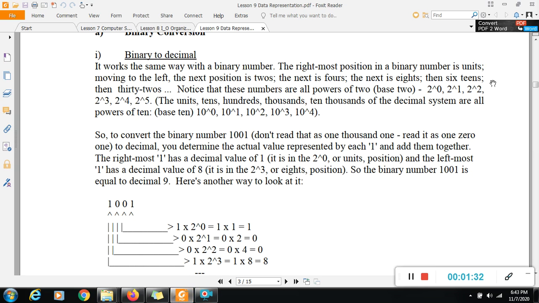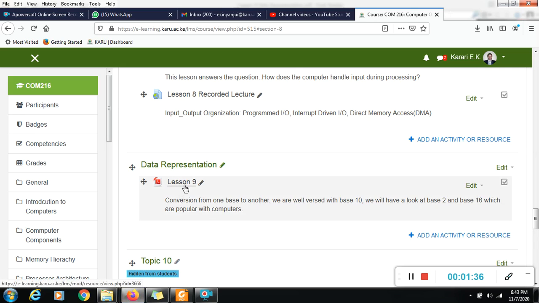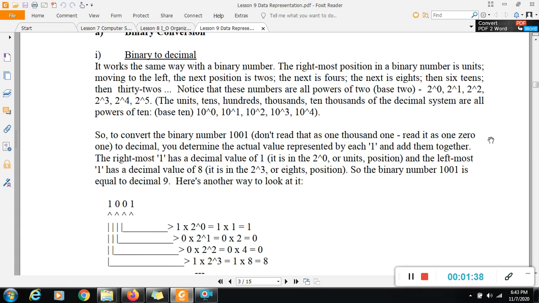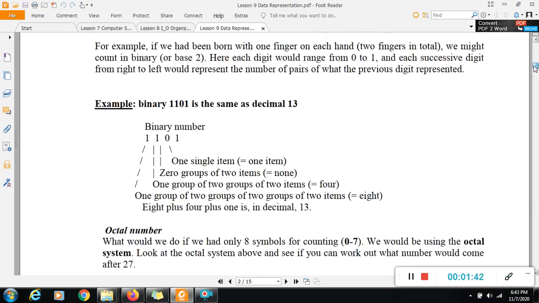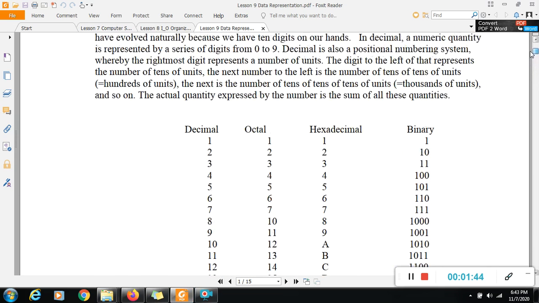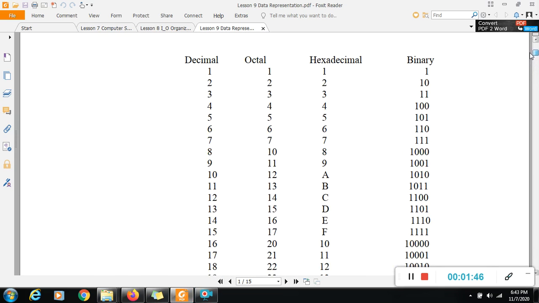There is a file here which you can download. This file is the same one that is available here. It's the one that I'm displaying here. I have no intention, of course, of going through this file sentence by sentence, but I want us to have a look at this. First of all, I want us to briefly discuss decimal.